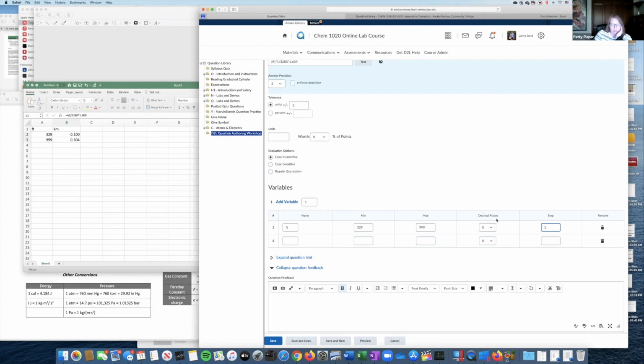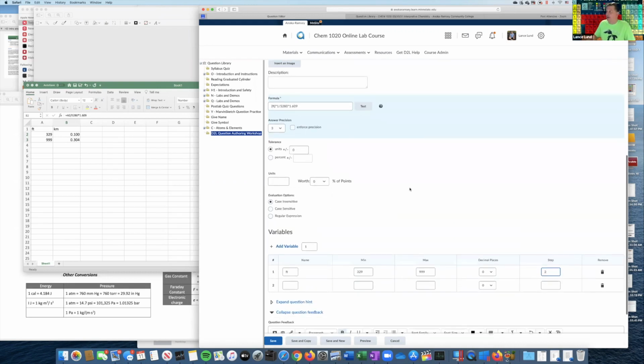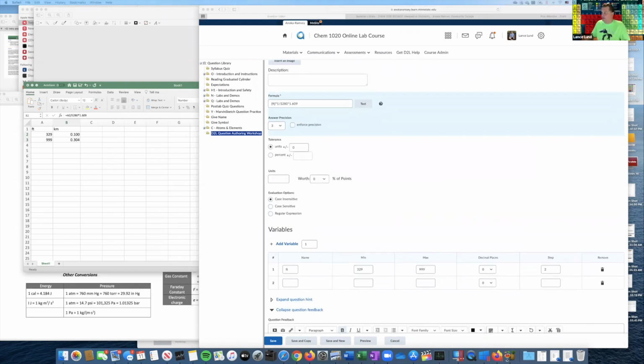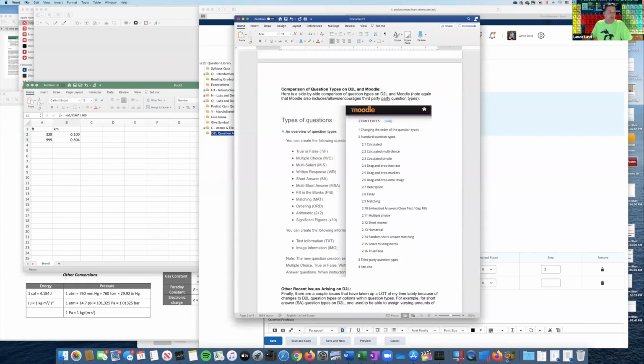And so then at this point, I'm also going to pull over my units. My units are going to be in what's called a regular expression. I'll put this on a word processor here so you can see what this regular expression might look like.